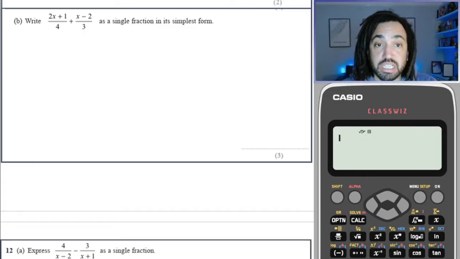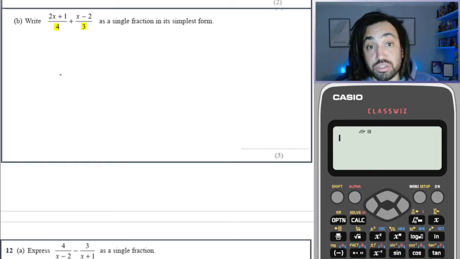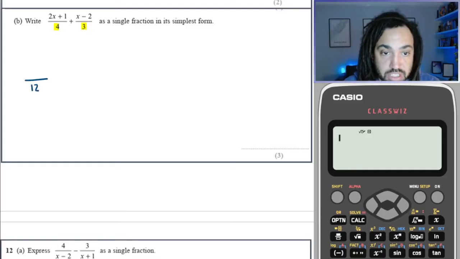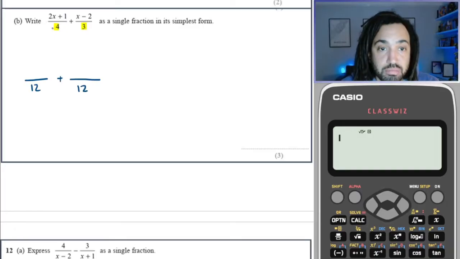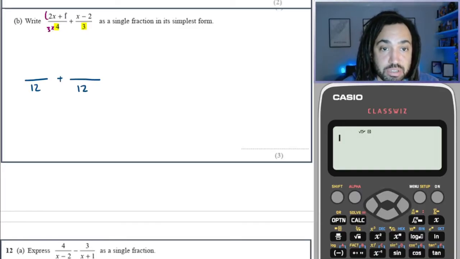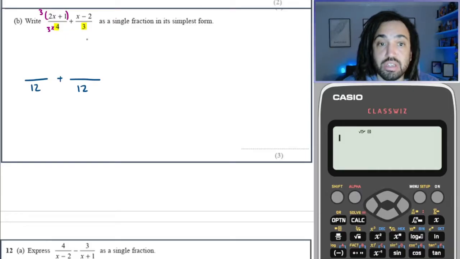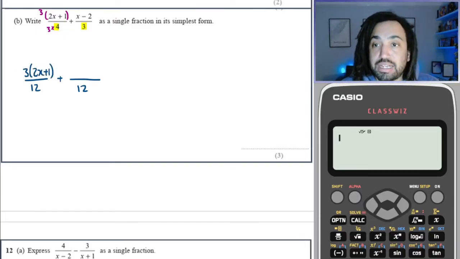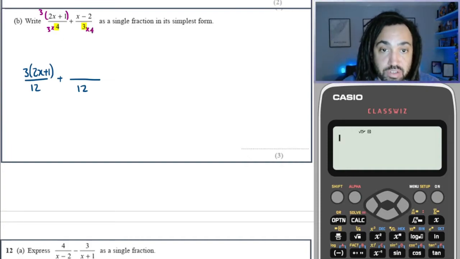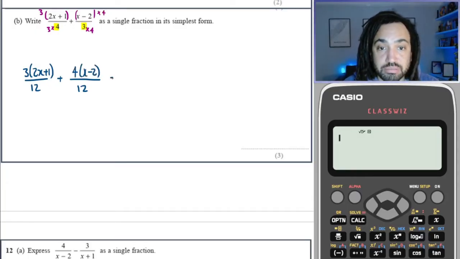Okay, next question, and once again we are adding, so therefore we have to find a common denominator between 4 and 3, and the lowest common multiple between those two is 12. So I'm going to want this over 12, and I'm going to want this over 12. So for this one, I need to times that by 3, so I've got to do the same to the top, in brackets. So this gives me 3 lots of 2x plus 1. And this one over here, to make the bottom 12, I've got to times that by 4. So in brackets, I'm going to times this by 4 as well, to get 4 lots of x minus 2.